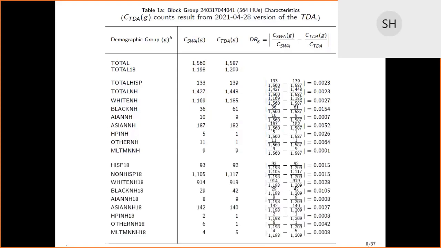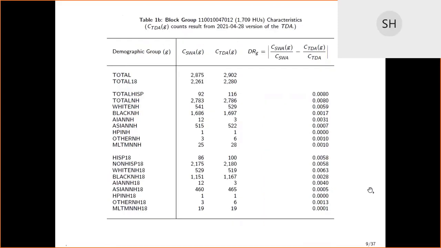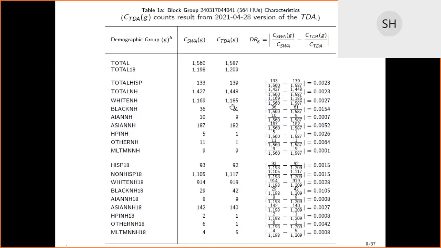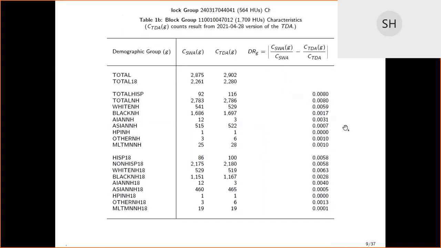But we can also look at the population 18 and above. We looked at another block group. This is a block group in Washington, D.C. from one of my colleagues. And you'll notice that this block group is, this is my block group again. The size of this block group is about double the size of my block group.